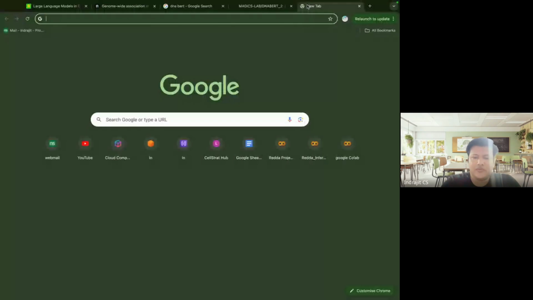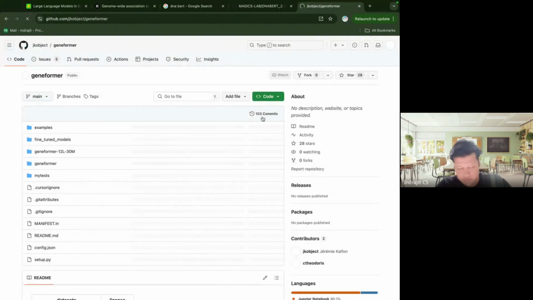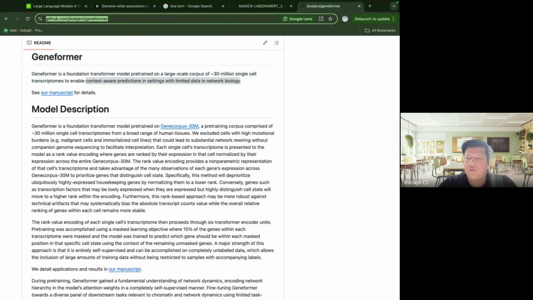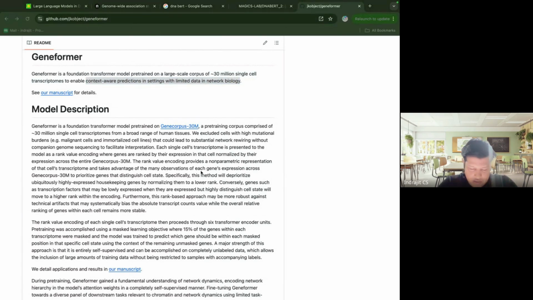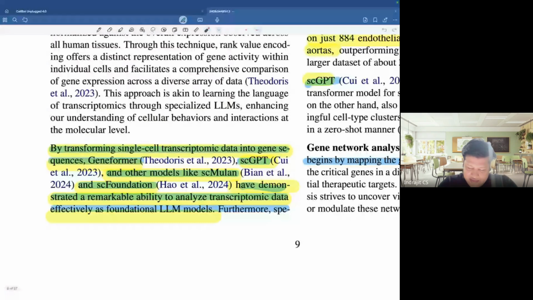I don't know how many of you have seen Geneformer. They trained it on 30 million single cell transcriptomes, which enables context-aware predictions in settings with limited data in network biology. I've shared the GitHub link in the chat. And there is scGPT, again a 2023 discovery, and other models like scMulan and scFoundation have demonstrated remarkable ability to analyze transcriptomic data effectively as foundational LLMs.